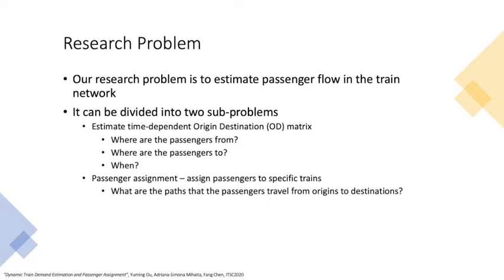The research problem to be solved in this work is to estimate the passenger flow in the train network. This problem can be divided into two sub-problems. One is to estimate the time-dependent OD matrix. With this OD matrix, we can know where the passengers are from, where they go, and when they travel. The second problem is passenger assignment, which is to assign passengers to specific trains so that we can know what paths the passengers travel from the origins to destinations.